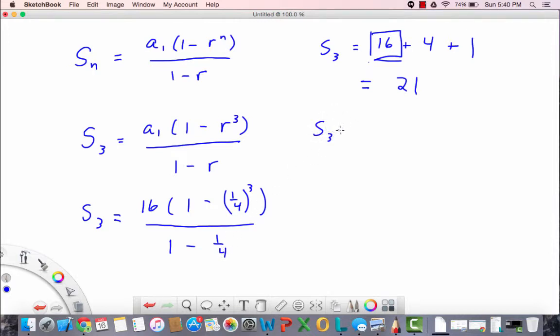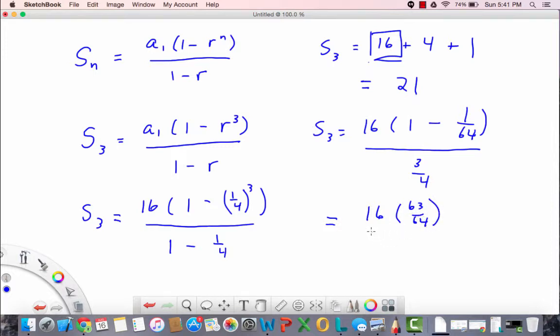Let's keep going. S sub 3 equals 16 times 1 minus 1 over 64, since 1/4 cubed is 1/4 times 1/4 times 1/4. That's 1 over 64. This is all over 1 minus 1/4, which is 3/4. And we're in the home stretch now. We have 16 times, this is 63 over 64, which we can find by getting a common denominator. This is over 3/4. And jumping ahead and using a calculator, you can check me on this, you get 21. Same answer here and here.